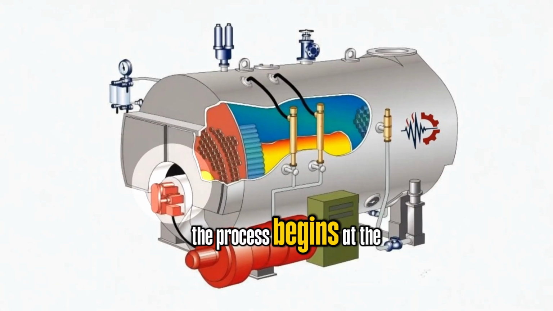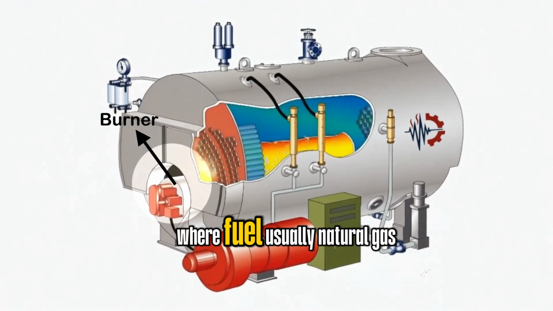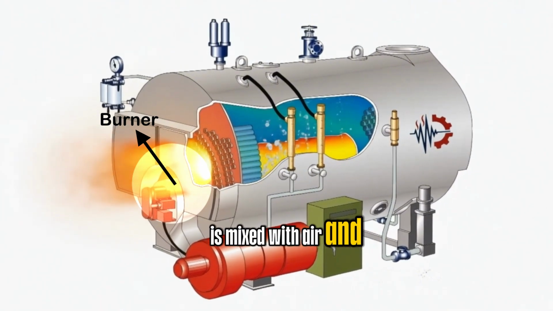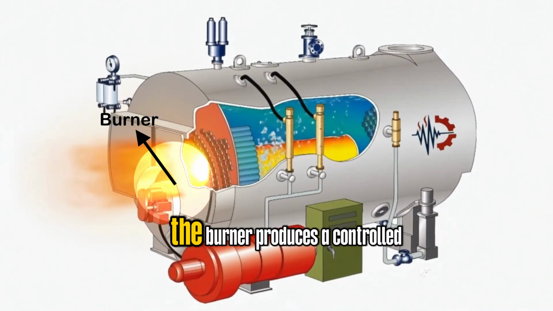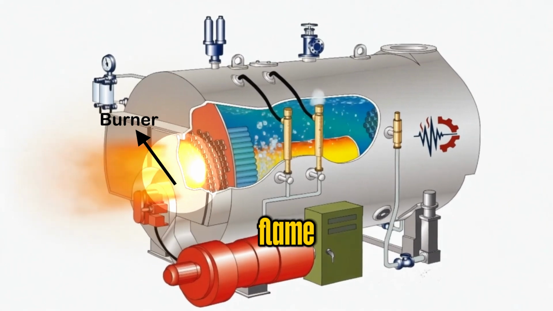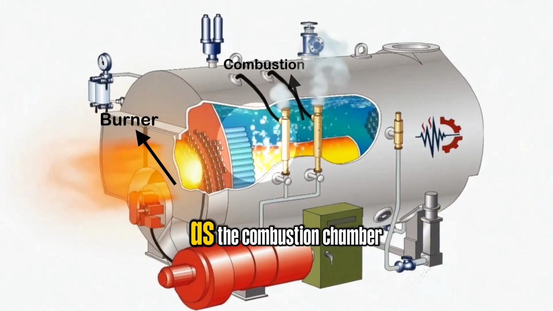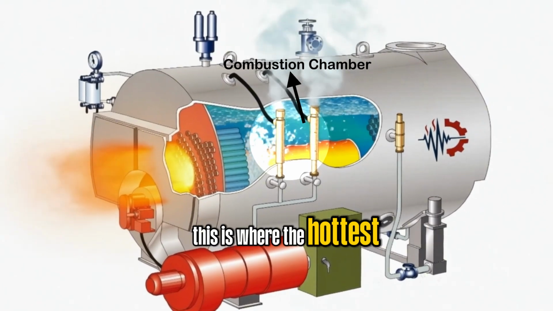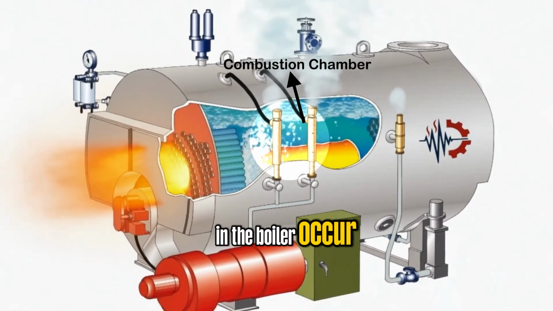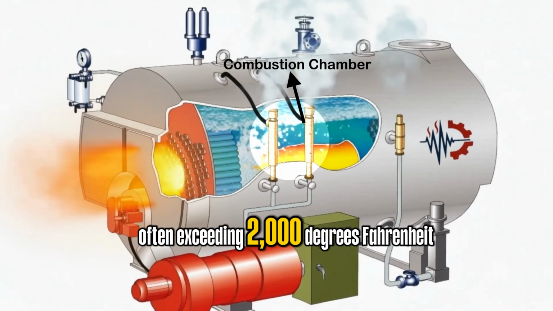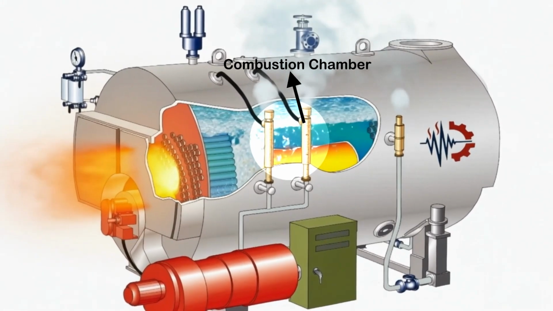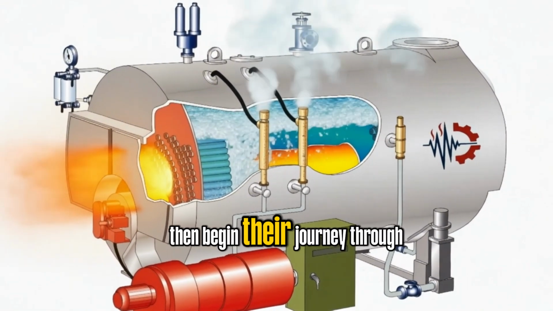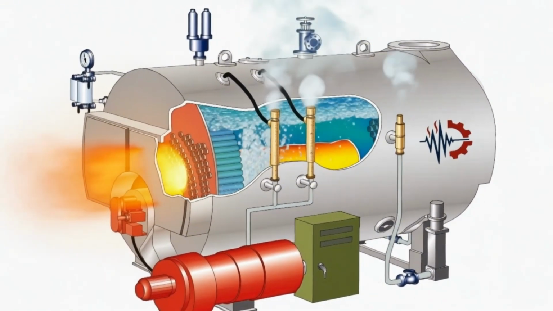The process begins at the burner, where fuel, usually natural gas or oil, is mixed with air and ignited. The burner produces a controlled flame inside the furnace, also known as the combustion chamber. This is where the hottest temperatures in the boiler occur, often exceeding 2000 degrees Fahrenheit. The flame and hot combustion gases then begin their journey through the boiler.